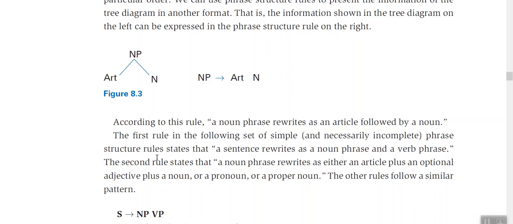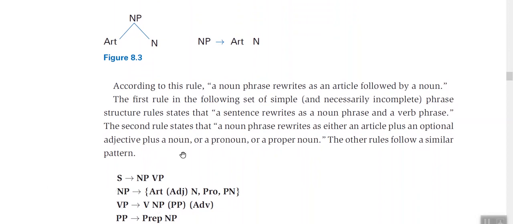What are the rules? Here are the rules. This is the summary of the rules, and this is the explanation. The first rule in the following set of simple and necessarily incomplete phrase structure rules states that a sentence rewrites as a noun phrase and a verb phrase. Of course, in a sentence we have a noun phrase and a verb phrase. This is something absolute.